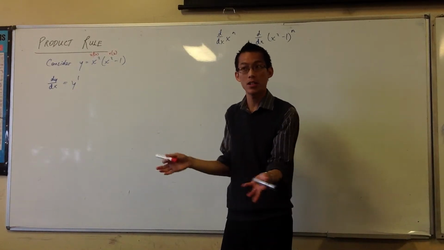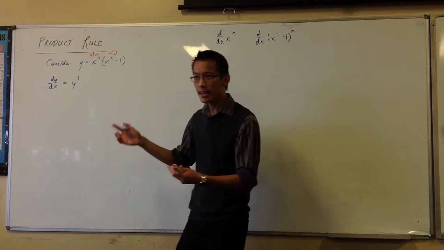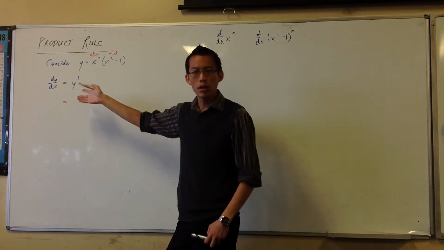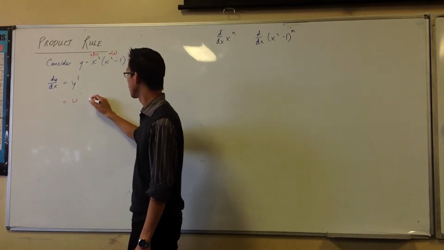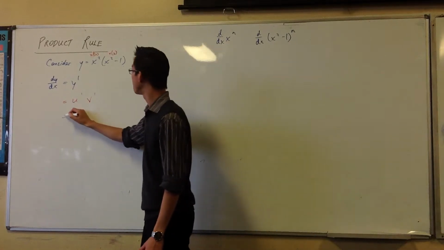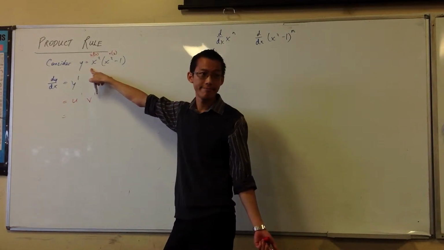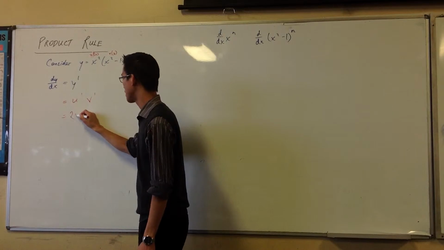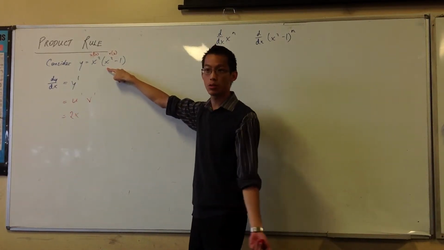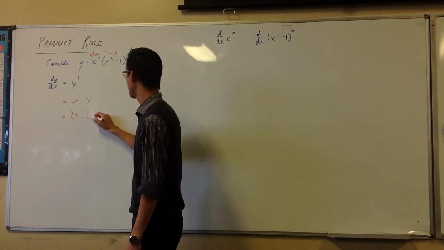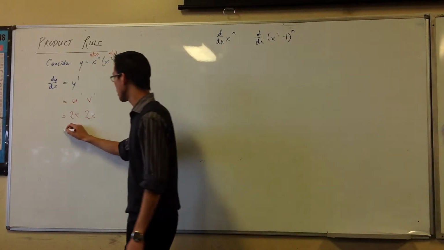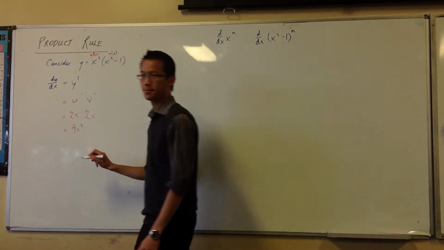Okay, let's try this. Let's see what happens. Let's consider if y dash is equal to u dash times v dash. I'm going to differentiate each one. What's the derivative of x squared? Just 2x, bring the power down, reduce the power by 1. And the derivative of x squared minus 1 is also the same, because that minus 1 on the end disappears when you differentiate it. So my result here is 4x squared.